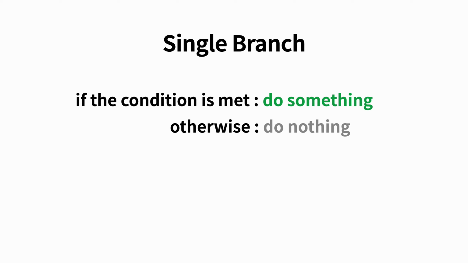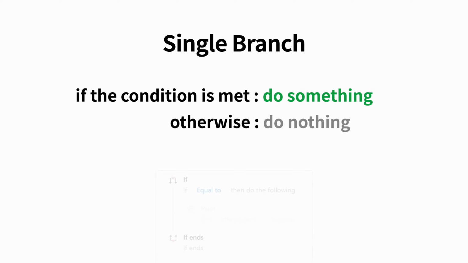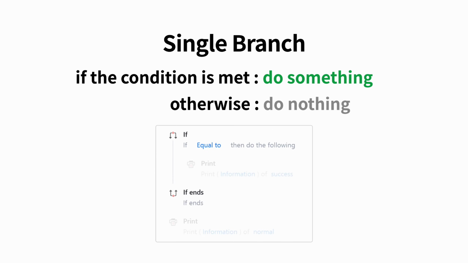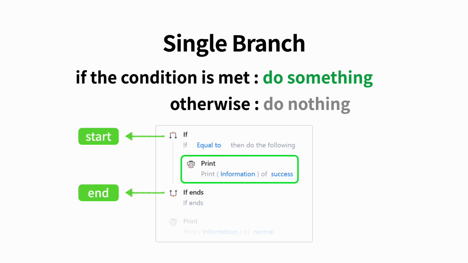In Automa, the syntax for single branch is if and if ends. Here, if is the start marker of the decision, and if ends is the end marker. Together, if and if ends form the boundary of the decision scope. Commands placed inside are run only when the condition is satisfied. Commands placed outside do not participate in the condition check and run normally.